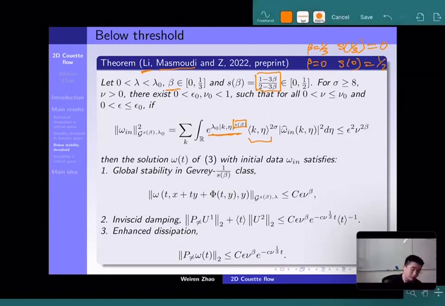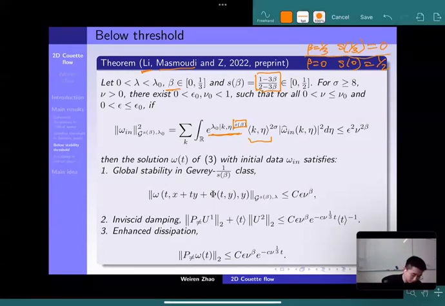When you take beta equals 0, this is the first result to show the regularity and how the regularity connects to the space. And this also connects these two endpoints, right?